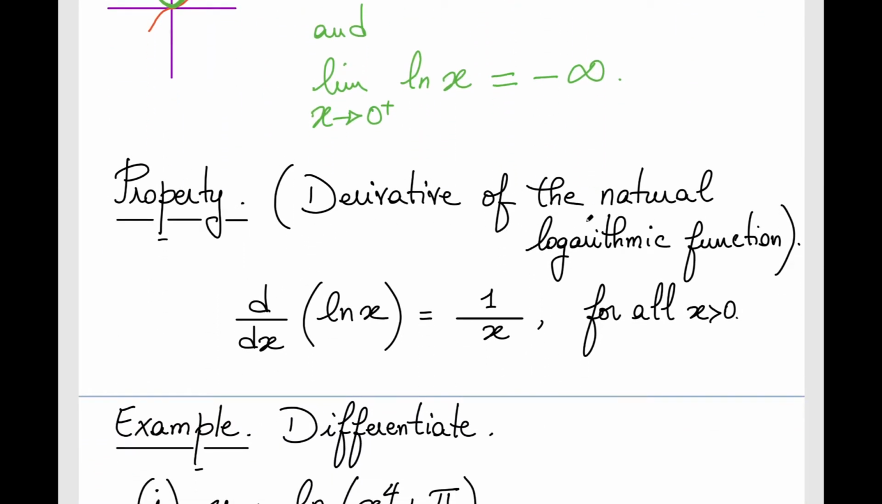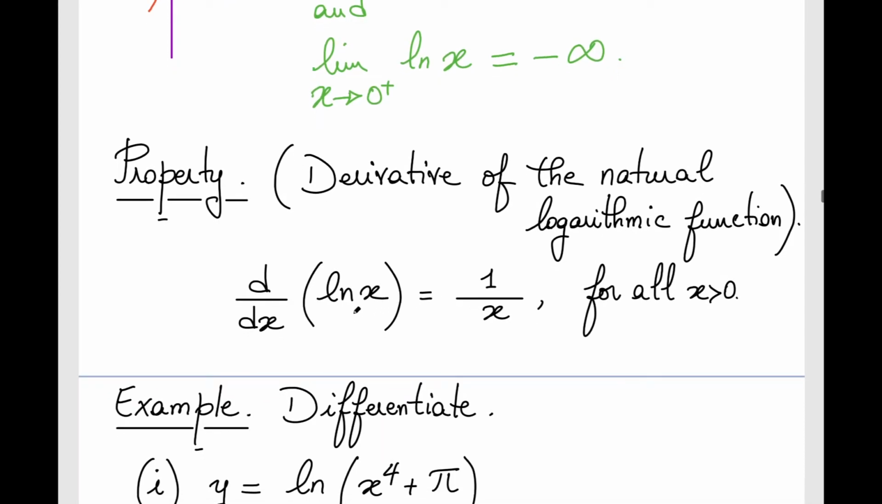Property: the derivative of the natural logarithmic function, d over dx of ln of x, is 1 over x for all x positive. For all x positive, I understand why, because ln doesn't operate on negative numbers or 0. So that's understood. The derivative of this is 1 over x. We're not going to show it, but actually, how would you think we should show this? There are two ways. The natural way is to use the very first theorem that we stated today. Let me take you back there.